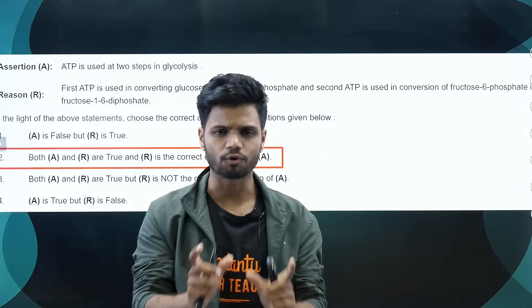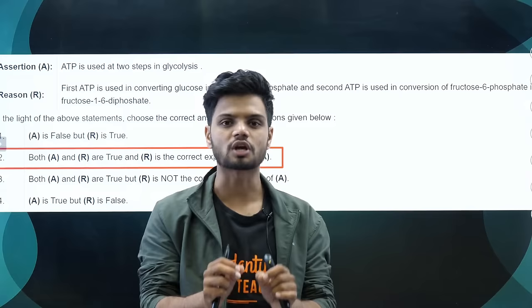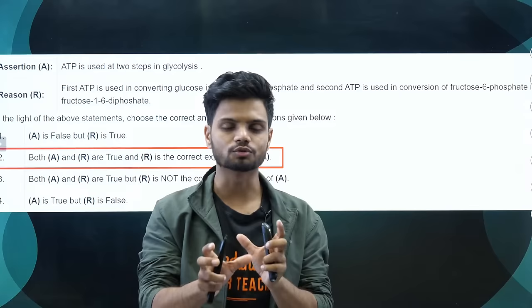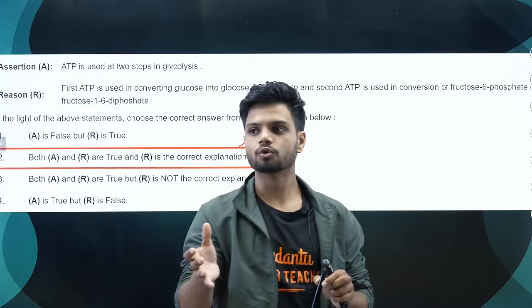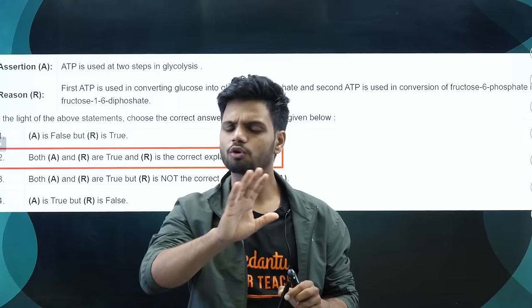The only way to get easy marks from this last chapter is to know the plant growth regulators. Apart from plant growth regulators, you can get a question on growth, exponential growth and logistic growth, or you can get a question on plasticity. That's it. You will not get questions anywhere else.